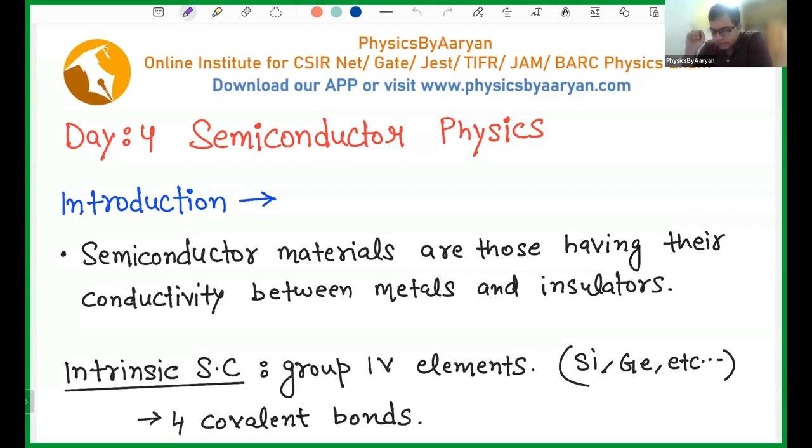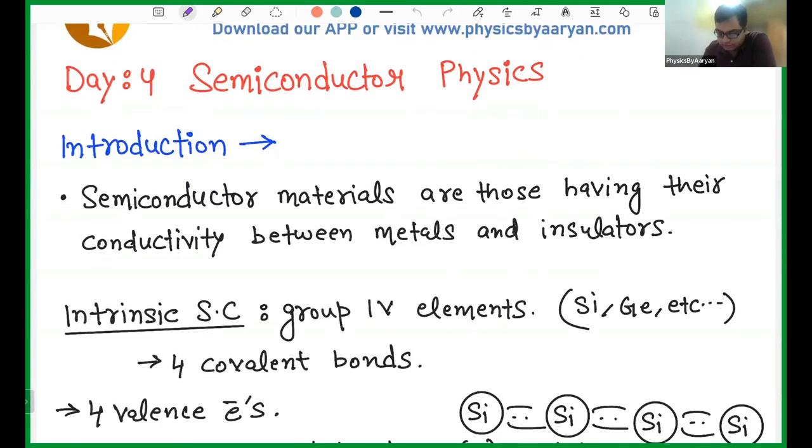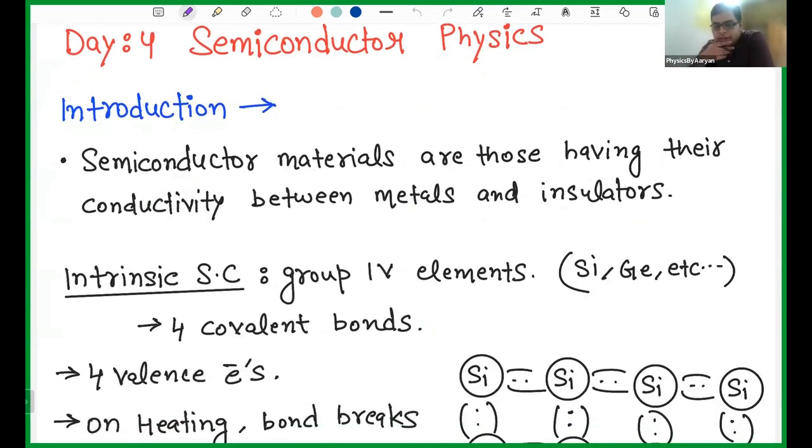Okay, so let's begin. What is a semiconductor material? First of all, semiconductor materials are those which have conductive properties between metals and insulators. This is some low class physics. We already know that those with conductivity between insulators and metals are known as semiconductors. But this is a very basic definition.